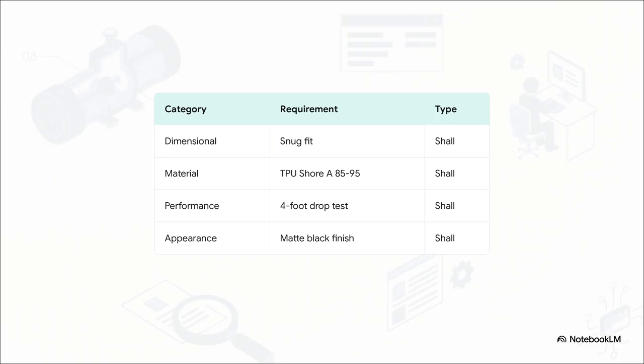Under dimensional, the case shall have a snug fit, allowing a maximum of just 0.5 millimeters of movement. Under material, it shall be molded from TPU with a Shore A hardness of exactly 85 to 95, and it shall be BPA-free. Performance dictates it shall withstand a 4-foot drop according to military standard 810G. Every single row tells the manufacturer exactly what to build and exactly how we're going to test it to make sure they actually did it right. There's no room for dangerous misinterpretations.